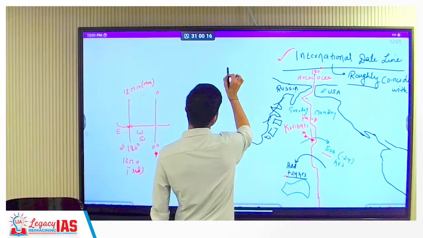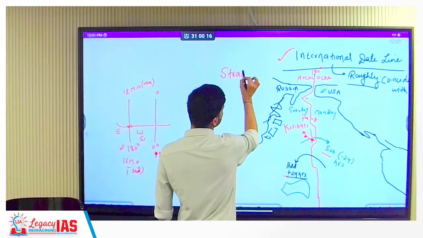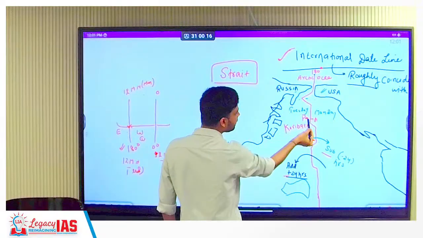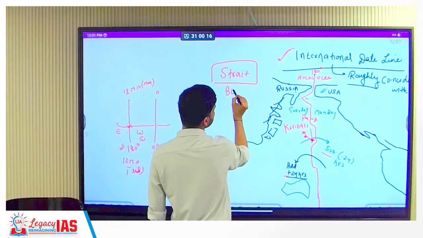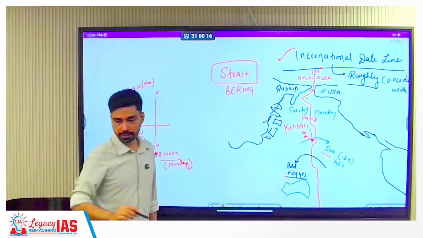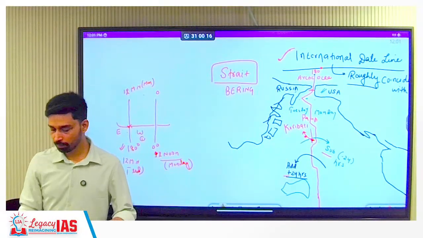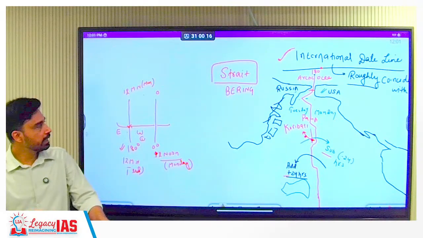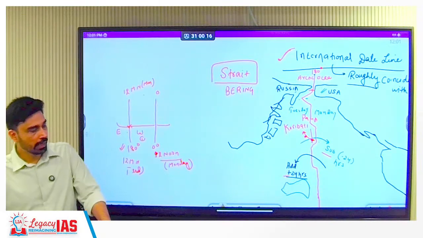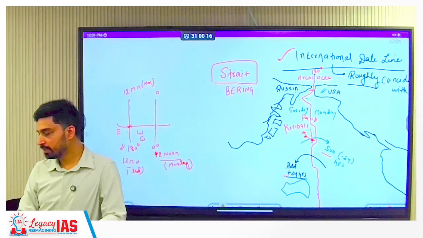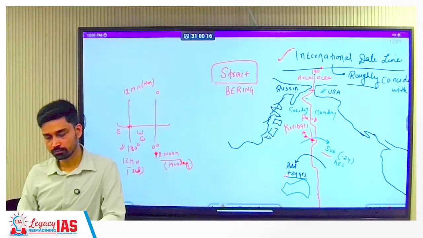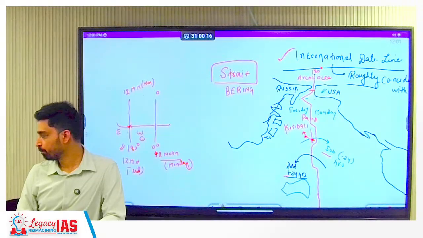So what are such water bodies referred to as? The term that we use for them is strait. So a question can be asked: through which strait does the ideal pass? And what should be the answer? This particular strait is called what? Bering Strait. So the second line we can write: the ideal passes through Bering Strait.